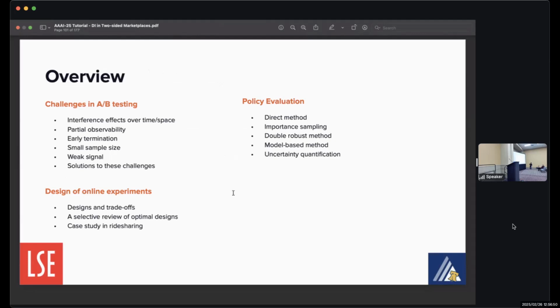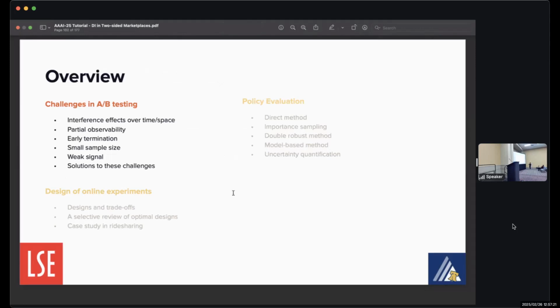Now, here's the overview of my part. It is basically divided into 3 sections. In the first section, I'm going to discuss some of the challenges in A/B testing. For the second part, I will move on to talk about policy evaluation: based on the data that we collected, how shall we estimate the average treatment effect? And finally, it's about the design of the experiments.